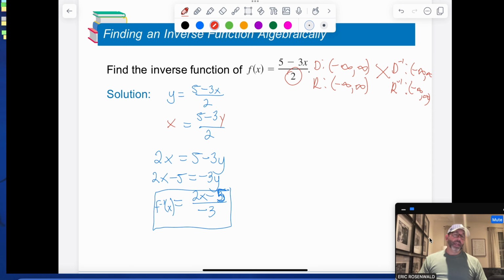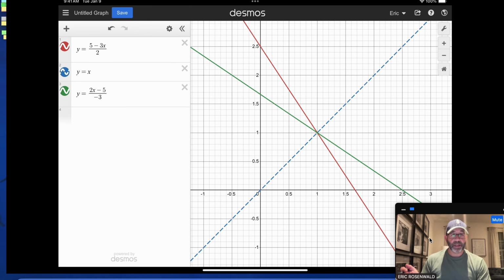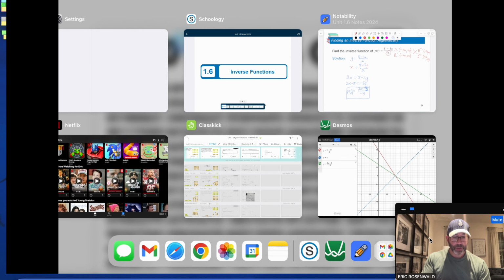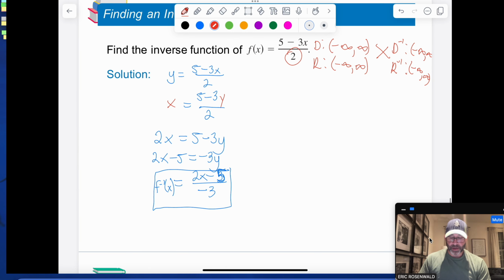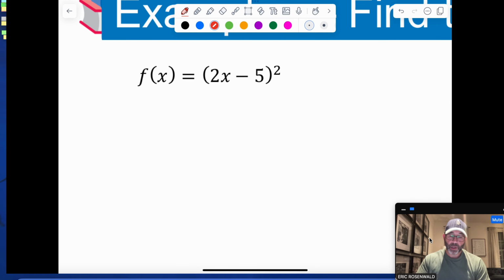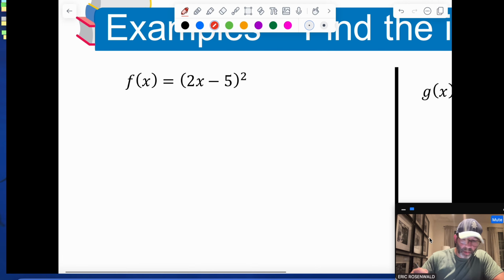Okay? And again, looking at that picture, you can see each graph goes left and right and up and down forever. Okay? All right, now let's take a look at another one here. Okay, we have f of x is equal to 2x minus 5. And so when we look at this, let's actually review it just for the heck of it.